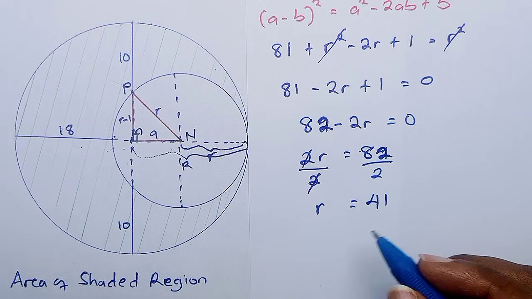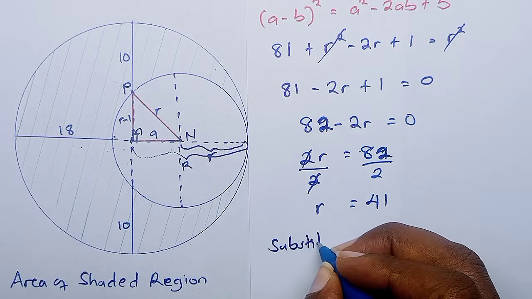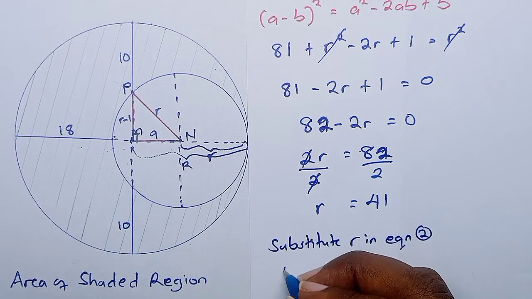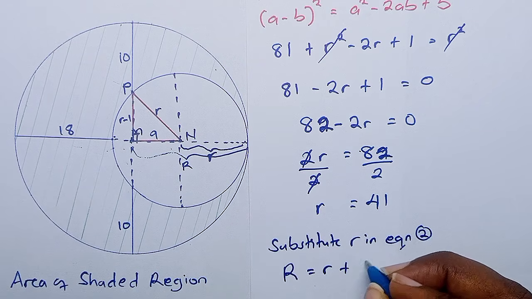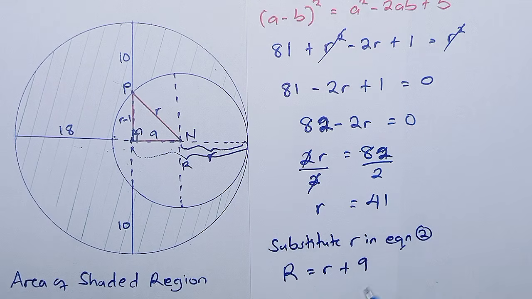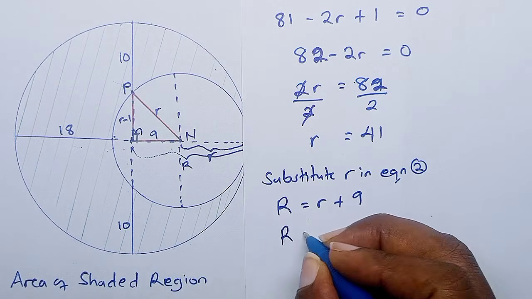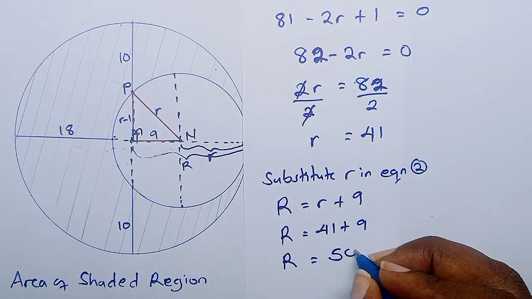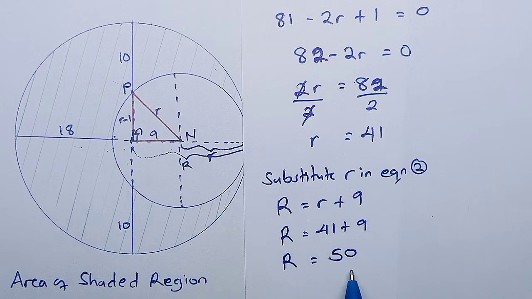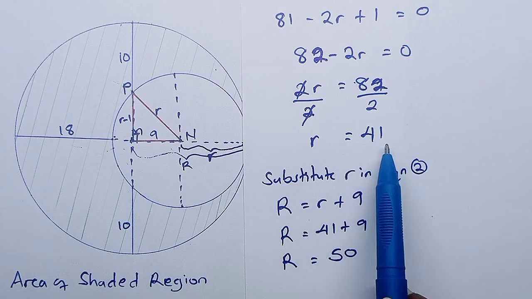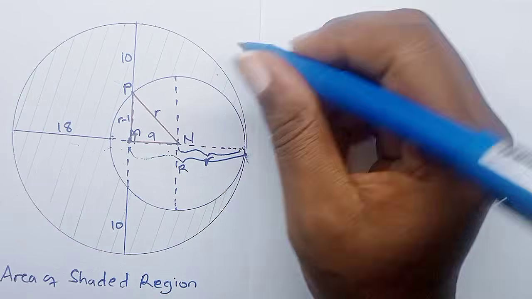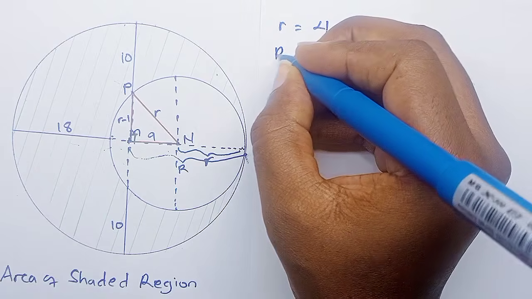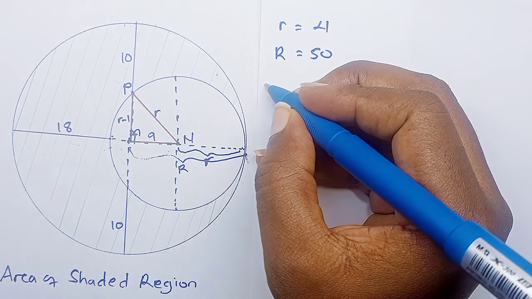Now that we have radius of the small circle, let's substitute R in equation 2. Our equation 2 was R is equals to small r plus 9. And we have got small r as 41. So capital R will be 41 plus 9, which gives us 50. Therefore, the radius of the big circle is 50, while the radius of the small circle is 41. So now we can find area of the shaded region when radius of small circle is 41 and radius of big circle is 50.